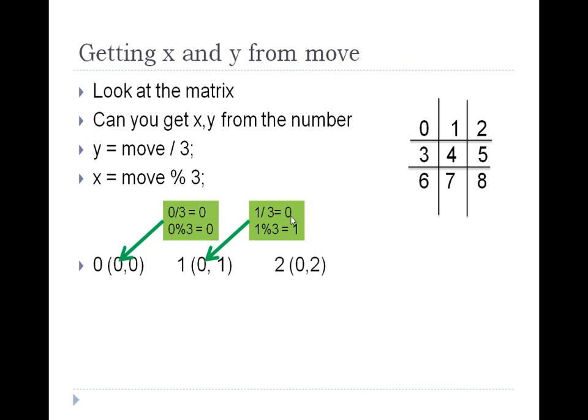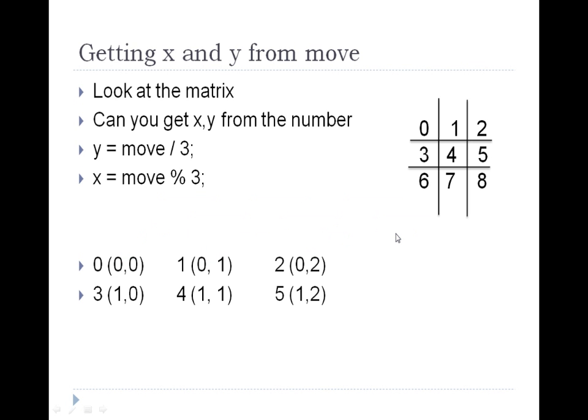1 divided by 3 is actually 0.333, but since we are dealing with integers, X and Y are integers, this is how we are going to define them. The decimal part of it will be omitted altogether. 1 divided by 3, the remainder is going to be 1. Similarly over here 0.666, omit the 0.666, remainder is 2. This is how we can get the X and Y positions. X can be got by move modulo 3 and Y by move divided by 3.